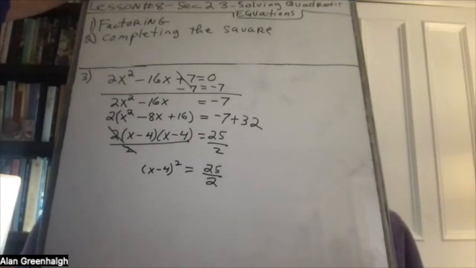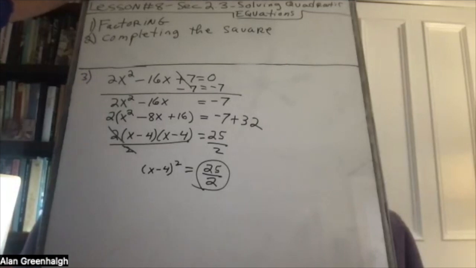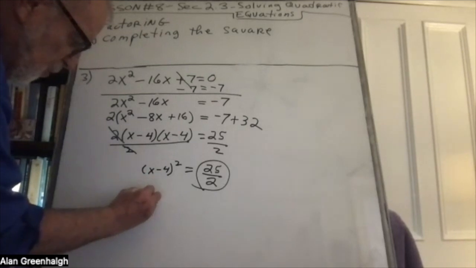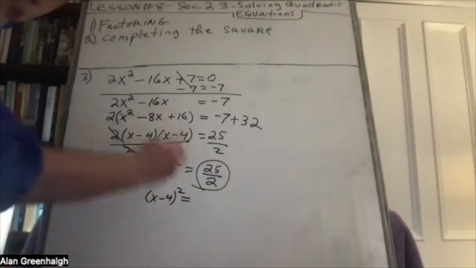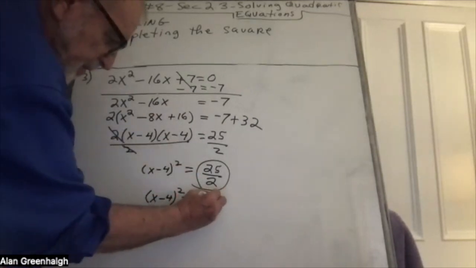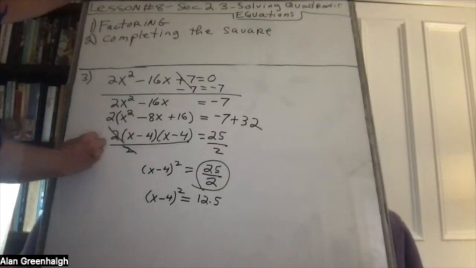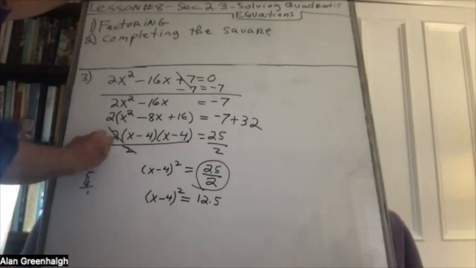And my advice is figure this out. Use your calculator, do the division on the side of the page, whatever you're going to do. You wind up with 12.5. Okay, so 2 into this is what I did. I just divided 2 into 25. And wound up with 12.5.